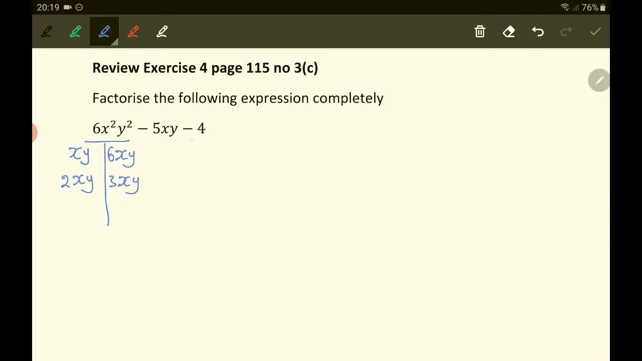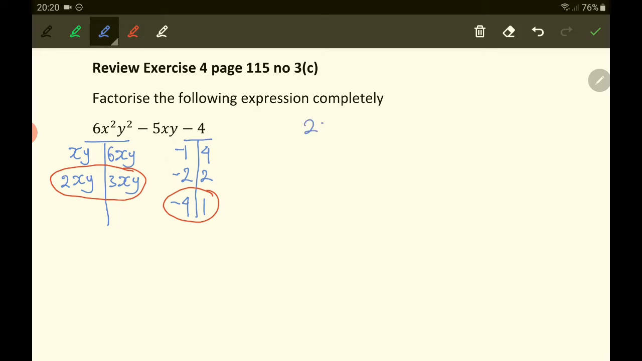Now we come to the last number, minus 4. The combinations could be minus 1 and 4. If you multiply, you get minus 4, right? And the second combination could be minus 2 and 2. It's possible. Or maybe minus 4 and 1. So you have a number of options here, but I want to try this pair and also that pair. Okay, so let's see here.